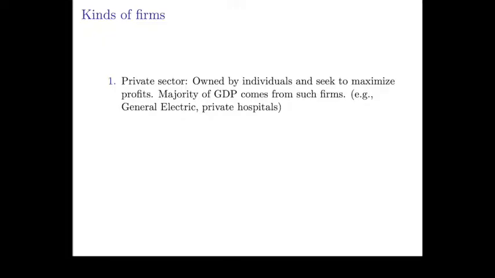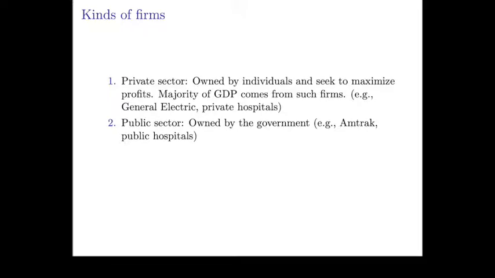There are many different types of firms. So one type of firm are private sector firms. These are owned by individuals and they typically seek to maximize profit. The majority of the GDP comes from these types of firms.